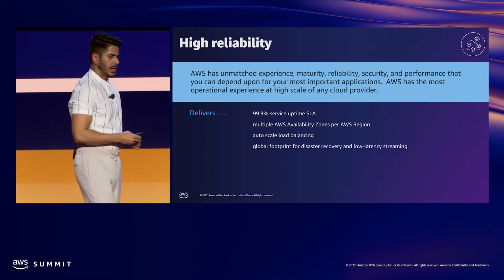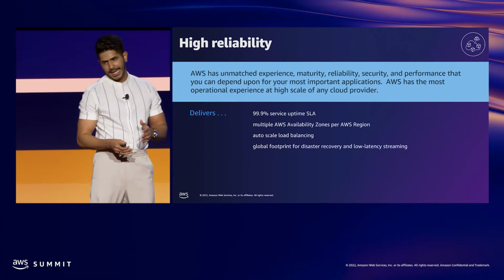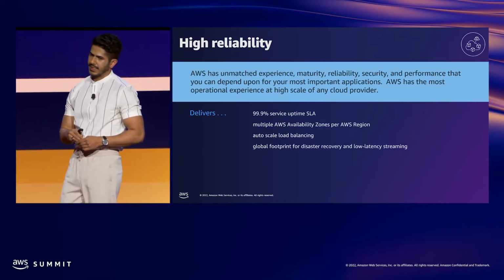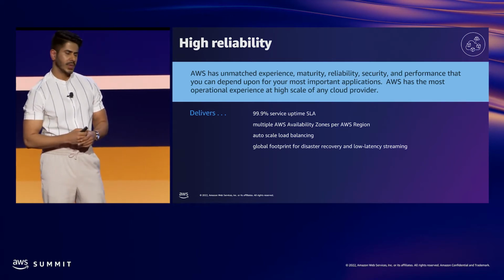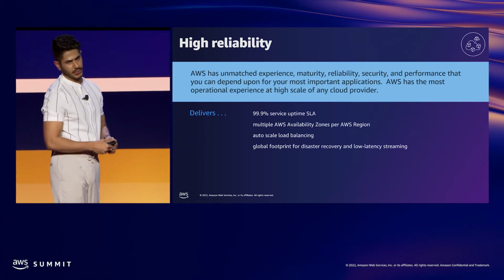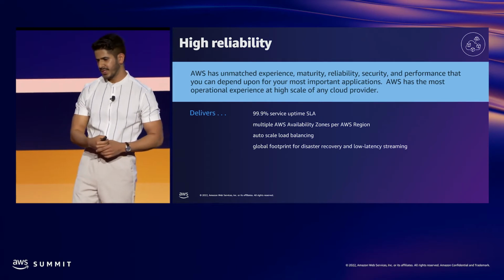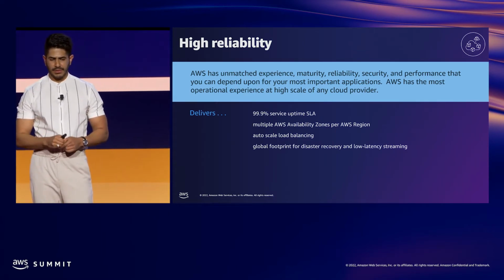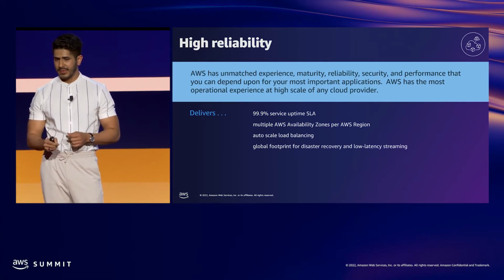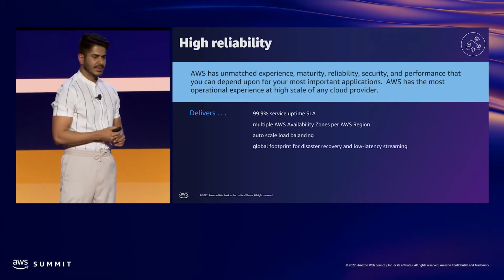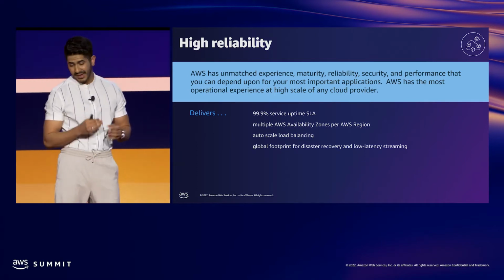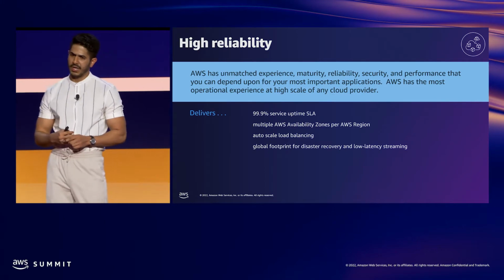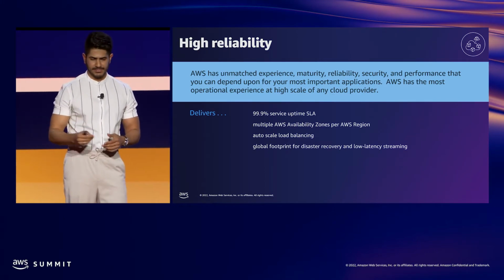So we talked about how AppStream can be deployed in multiple availability zones, and you can do this using the AWS console, and we also have API calls that you can use to specify the availability zones that you want your AppStream fleet instances to be deployed in. The service has a 99.9% SLA, so to translate that into months and hours, we're looking at less than an hour's worth of downtime in any given month.